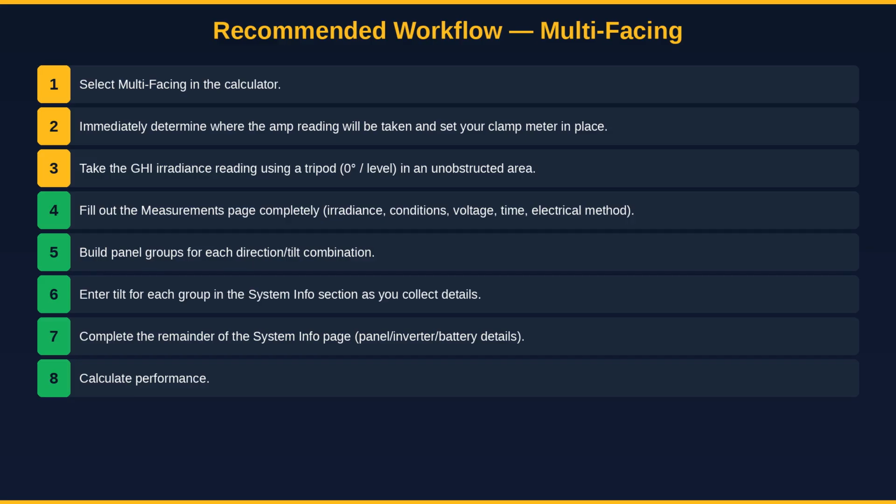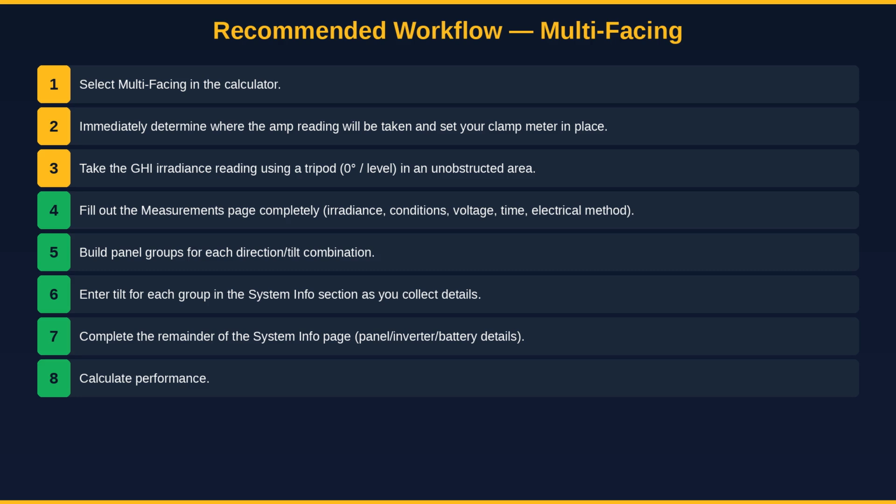Here's the recommended workflow for multi-facing arrays. First, select multi-facing in the calculator. Second, immediately determine where the amp reading will be taken and set your clamp meter in place. Third, take the GHI irradiance reading using a tripod at 0 degrees in an unobstructed area. Fourth, fill out the measurements page completely: irradiance, conditions, voltage, time, and electrical method.